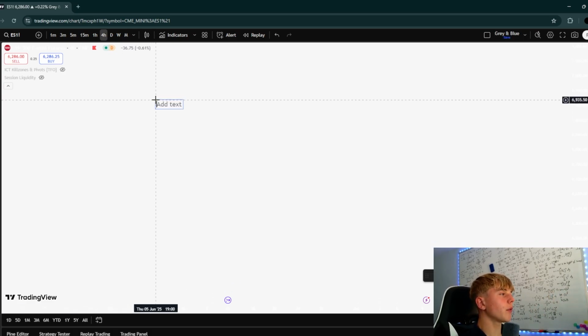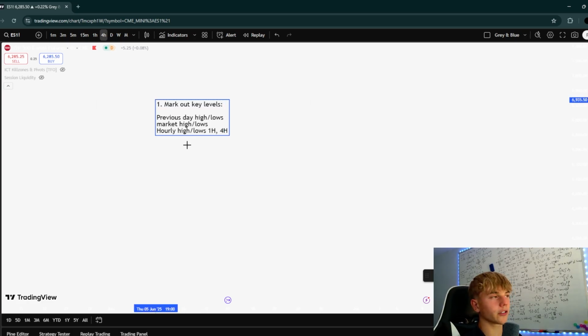The number one thing I do, the first thing I do when I get on the chart, is I mark out key levels, okay? Now, what are key levels? Key levels are going to be previous day highs and lows, market highs or lows, and hourly highs and lows. So this will be on the 1 hour chart or the 4 hour chart, okay?